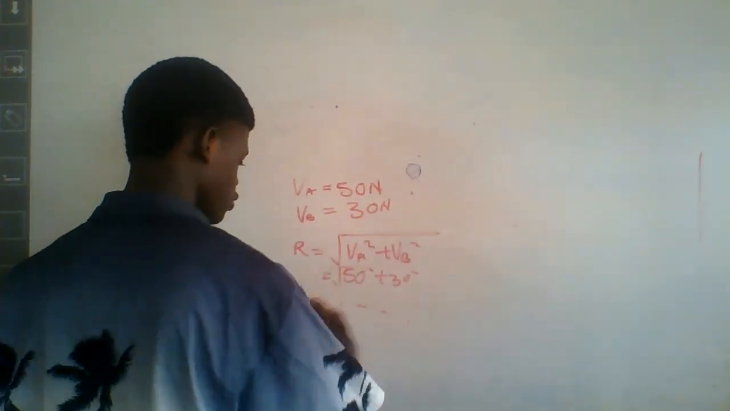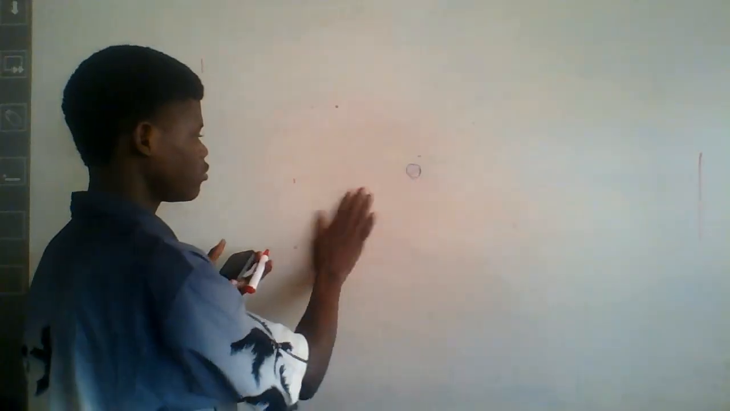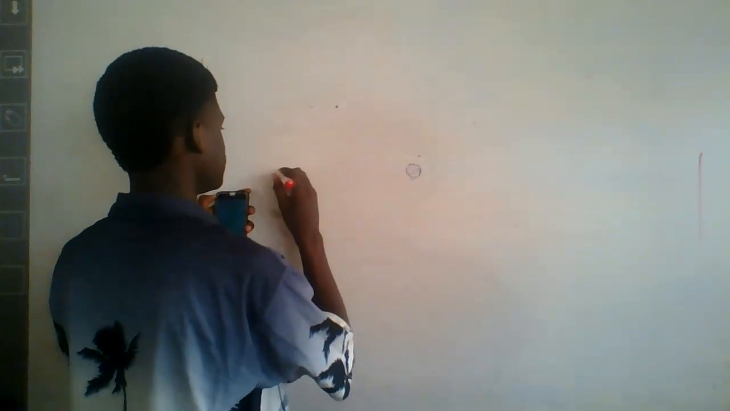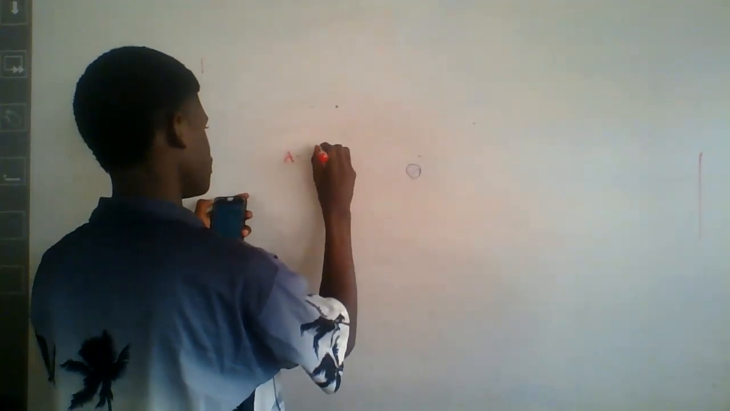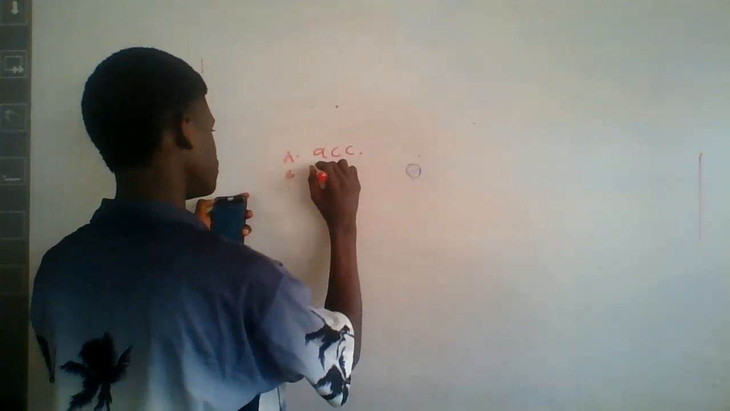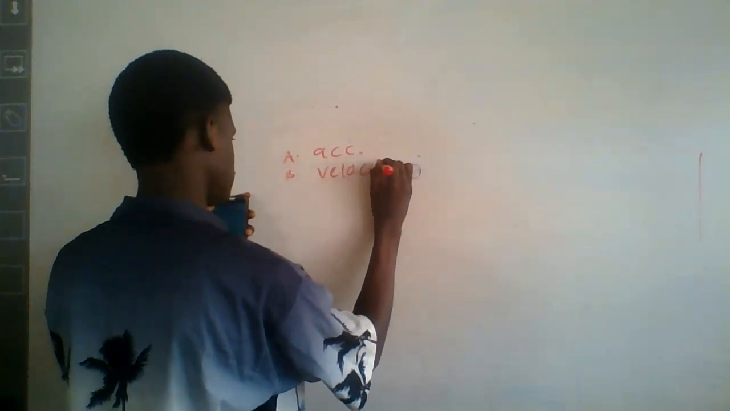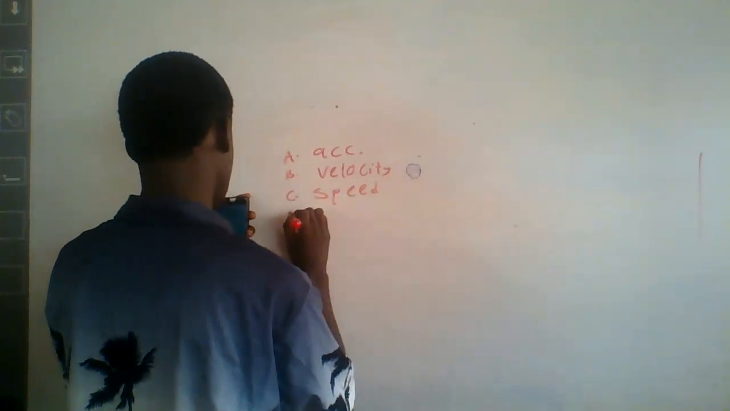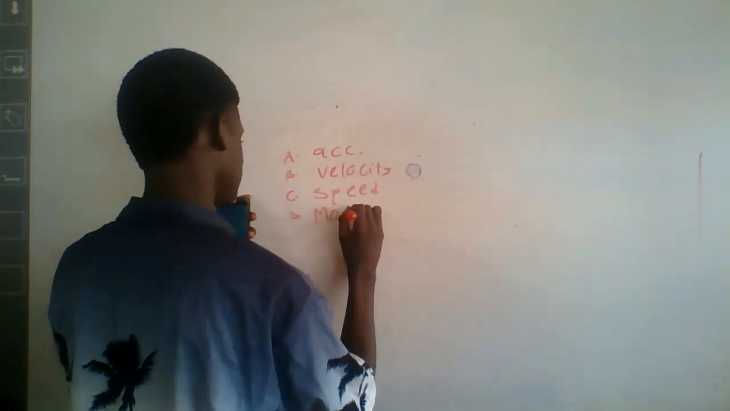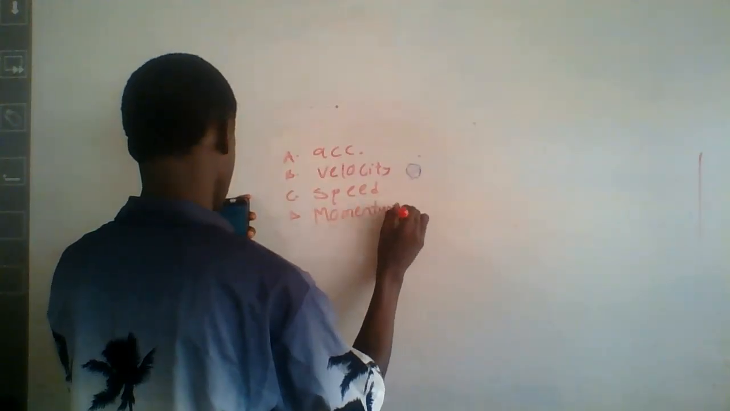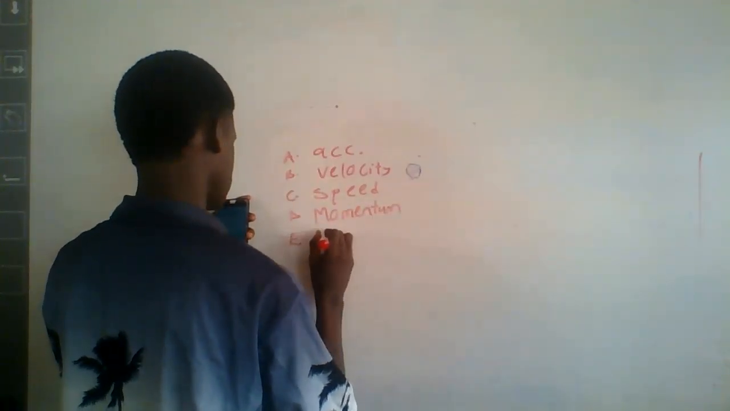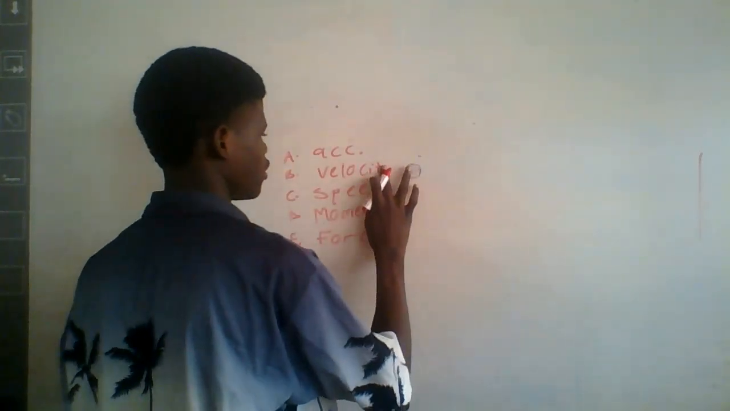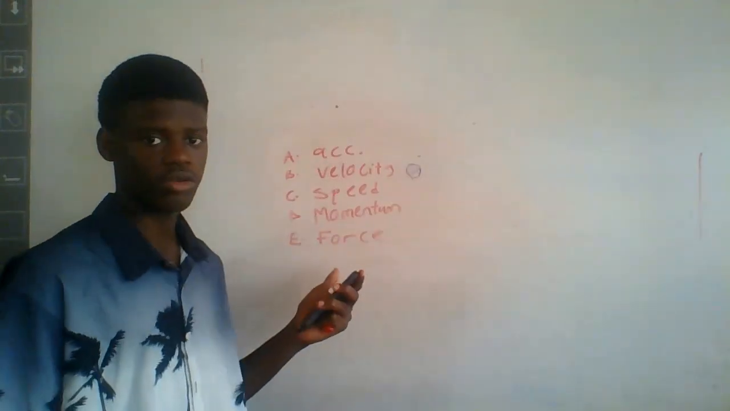So we have this question now. Question 19. It said the magnitude of a velocity is: A, acceleration; B, velocity; C, speed; D, momentum; E, force. I already explained this earlier, so pick your answer.